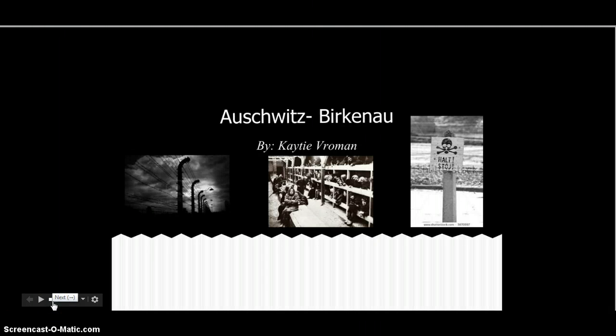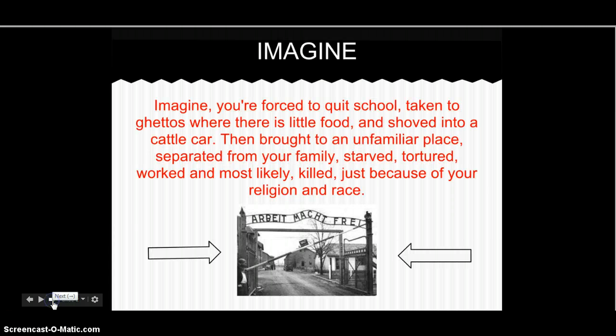The topic I've chosen to research is Auschwitz-Birkenau extermination camp. Imagine you are forced to quit school, taken to a ghetto where there is little food, and shoved into a cattle car. Then you are brought to an unfamiliar place, separated from your family, starved, tortured, worked, and most likely killed just because of your religion and race. This happened to millions of people during the Holocaust. And this is a picture of the entrance gate at Auschwitz-Birkenau, and it states, "Work will make you free."